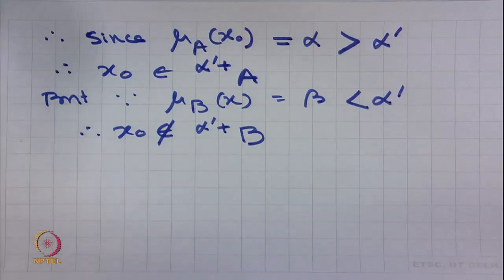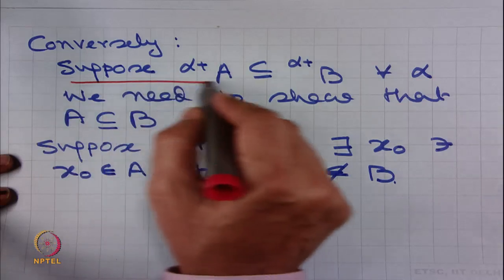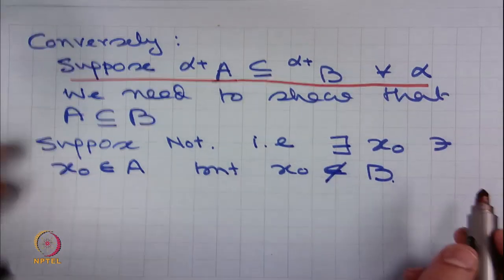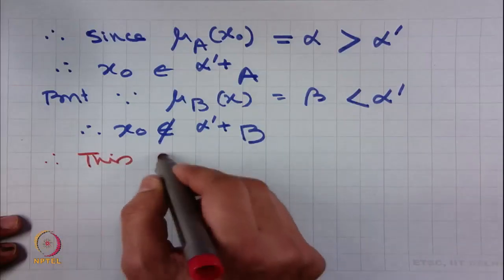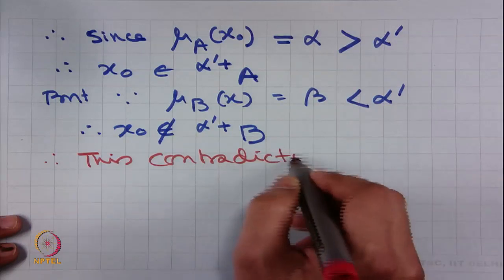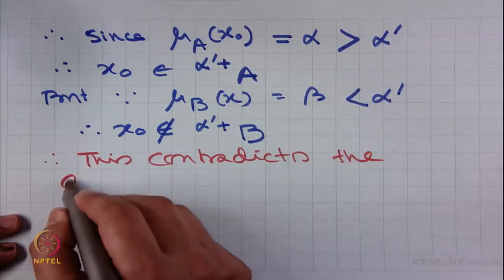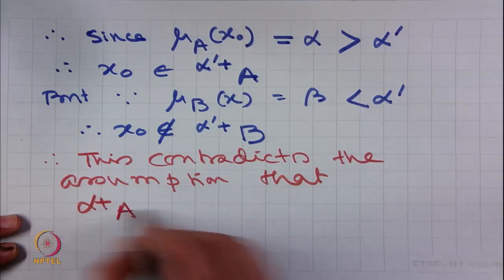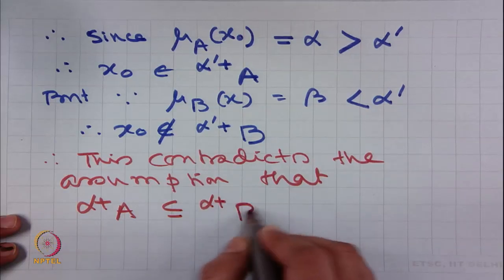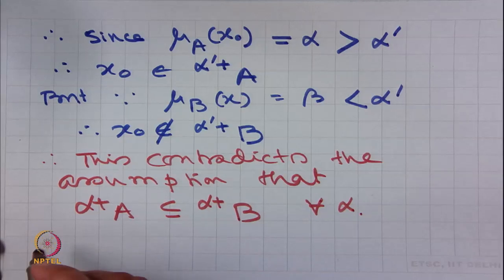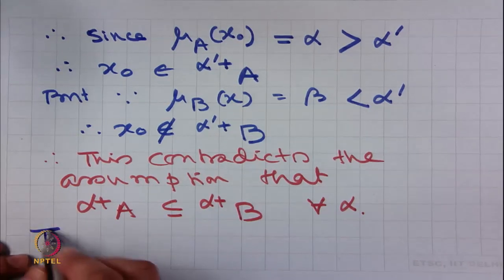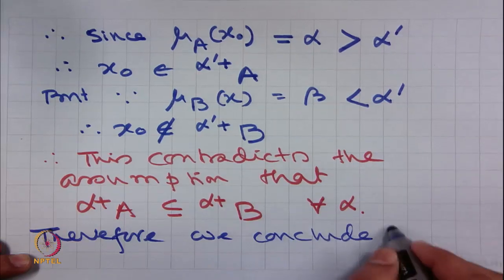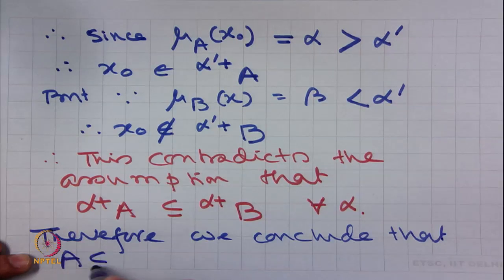So, this contradicts our assumption that alpha plus cut of A is contained in alpha plus cut of B for all alpha. Therefore, we conclude that A is contained in B.